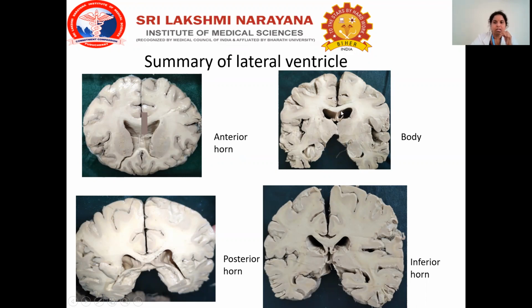Body extends from interventricular foramen of Monro to splenium of corpus callosum. Body roof is formed by corpus callosum trunk or body of corpus callosum. Medial wall is formed by septum pellucidum. The floor is sloping, formed by body of caudate nucleus, thalamostriate vein, stria terminalis present in a small groove, then the superior surface of the thalamus, choroid fissure, and the body of the fornix. So, floor is a sloping structure.